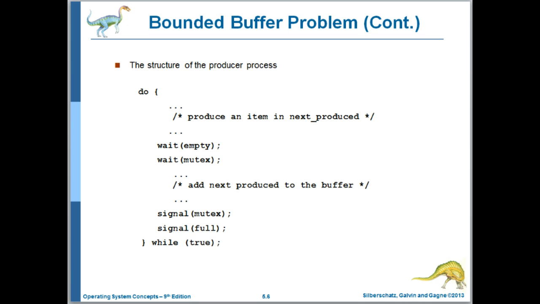So here's the pseudocode for the producer process. Note that the first thing that the producer does is wait on empty. And remember, empty is initialized to n, the number of buffers. So that forces the producer to wait when there are no empty buffers. The mutex is actually used to control the critical section. So mutex is a binary semaphore, and empty here is a counting semaphore.